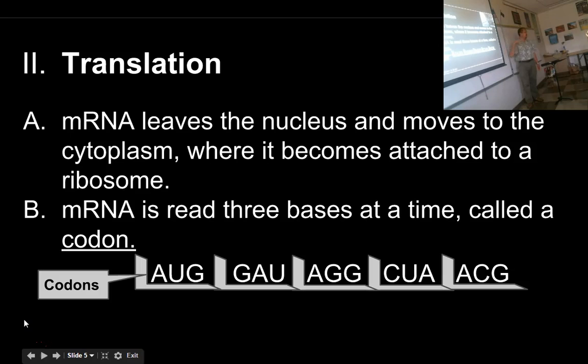Okay? And interestingly, every gene starts with AUG in the messenger RNA. That's what we call the start codon. That's what your cell looks for to find the beginning of a sentence. It's kind of like a capital letter. Okay, AUG is the start codon. It's always there, beginning of the gene.